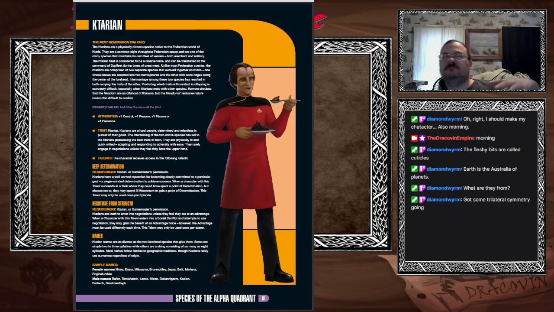So basically, two species have kind of gotten together. They're physically fit and quick-witted, adapting to versatility with ease, and they really engage in negotiations unless they feel they have the upper hand. That's an interesting thing: on their homeworld, two species developed, and they've come together almost as one species now, because of a lot of intermixing between the two of them. They just happen to be compatible enough that the two species mix together.